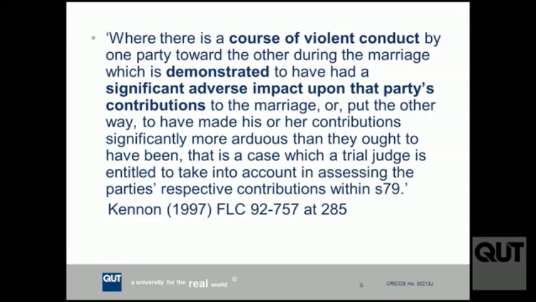And this is taken into consideration when you're looking at the parties' respective contributions under Section 79 subsection 4. So not at the Section 75 subsection 2 future needs factor stage. This conduct is factored in at Section 79 subsection 4.